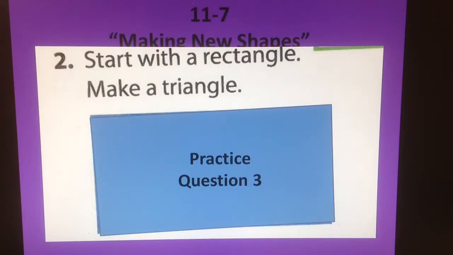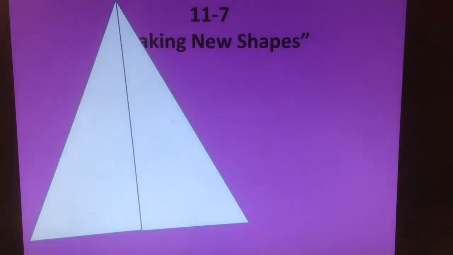This one is a rectangle to start with, and then we cut it to make a triangle. So one cut on one diagonal will make a triangle. It would look like this. And some people had a different answer that was correct. They matched it up on the shorter side.